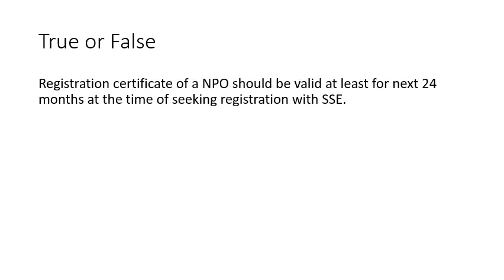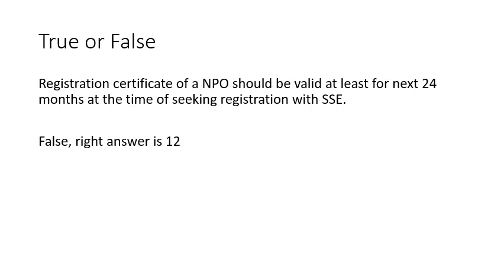The next question is again true or false. Registration certificate of an NPO should be valid for at least the next 24 months at the time of seeking registration with SAC. So when an NPO is asking for registration with a social stock exchange, this is one of the criteria which is checked. But whether it is true or false, the answer is false. The right answer is 12 months only and not 24 months.